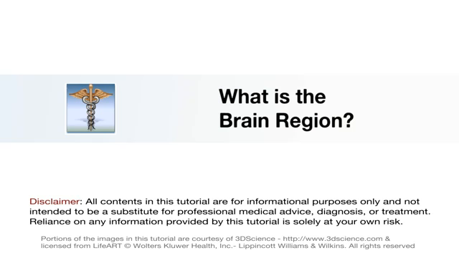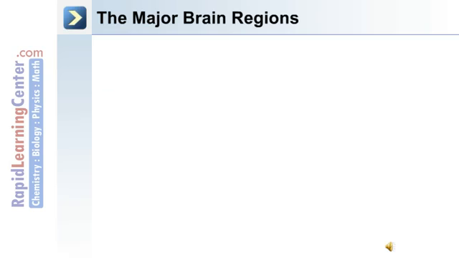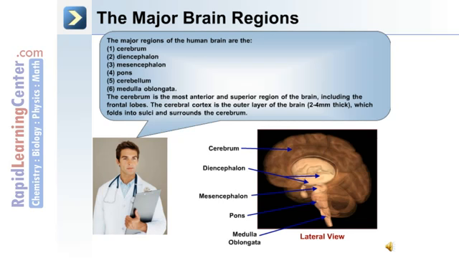Now we'll move on to discuss the different brain regions. Shown here in this lateral view image is the cerebrum, the diencephalon, the mesencephalon, the pons, and the medulla oblongata. The major brain regions are number 1, the cerebrum, number 2, the diencephalon, number 3, the mesencephalon, number 4, the pons, number 5, the cerebellum, and number 6, the medulla oblongata.